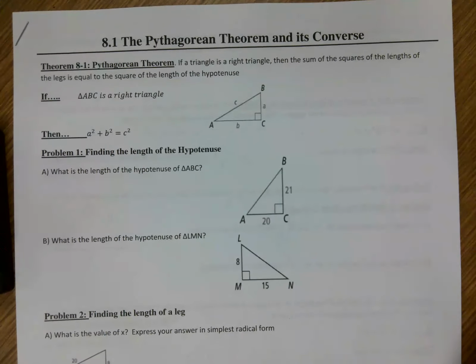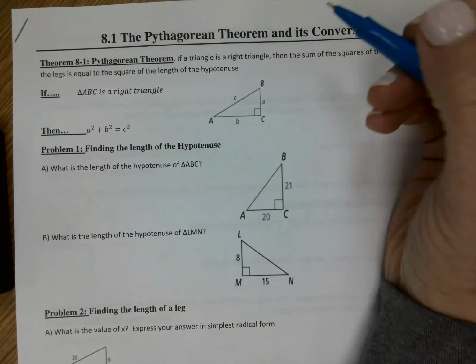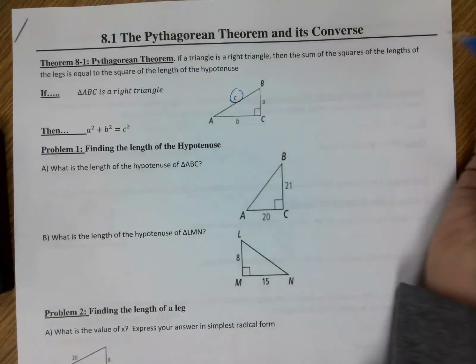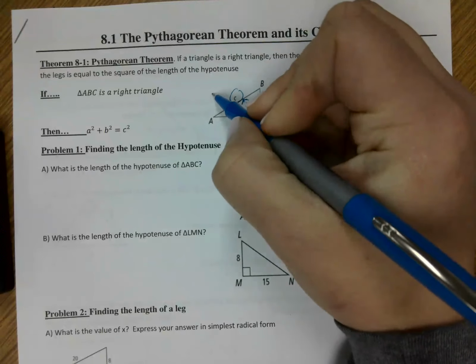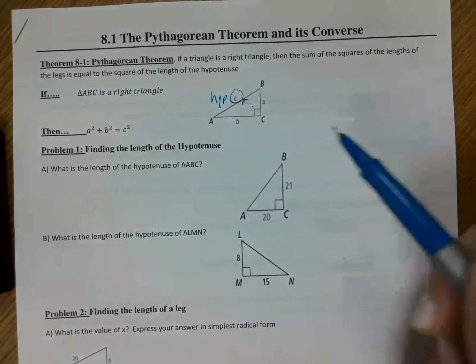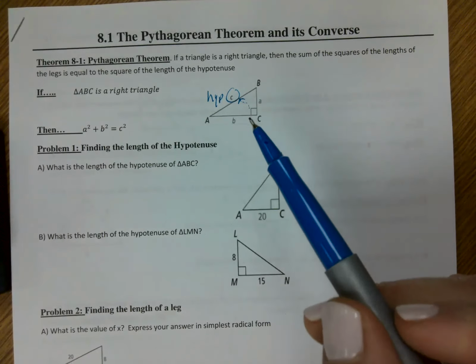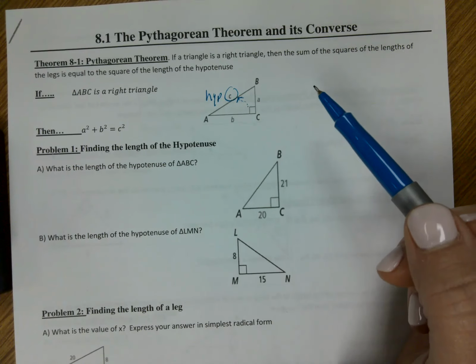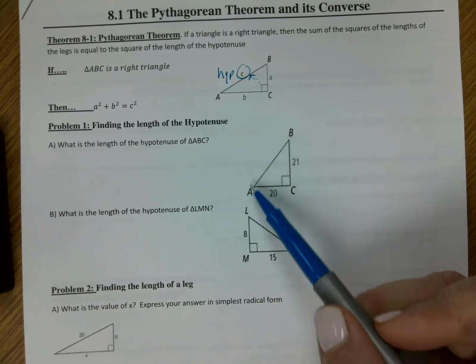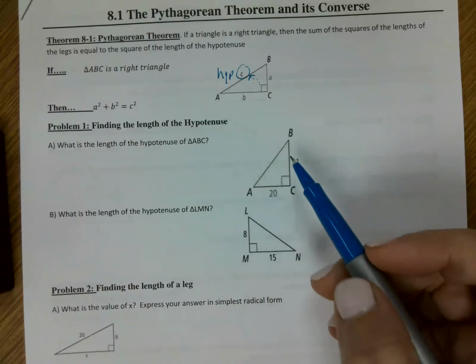Now, the biggest thing in this right triangle is labeling the C, because in a right triangle, the length across from your right angle is always going to be your hypotenuse. That's very important. This is going to be the most important line that you will ever label in a right triangle. Now, when you have the hypotenuse, looking at this triangle right here, you can figure out the length.